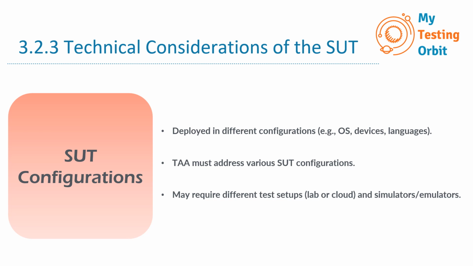Moving on to SUT configurations. A system under test may be used in various configurations such as different operating systems, devices, or languages. The test automation architecture needs to be prepared to handle these variations in testing. This could involve different test setups or even simulators and emulators for specific aspects. These adaptations help us create specific testing conditions that closely match how the SUT will be used in the real world.